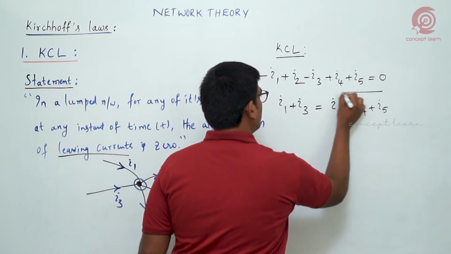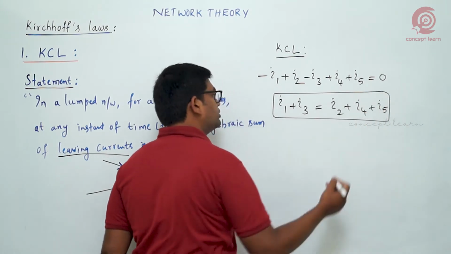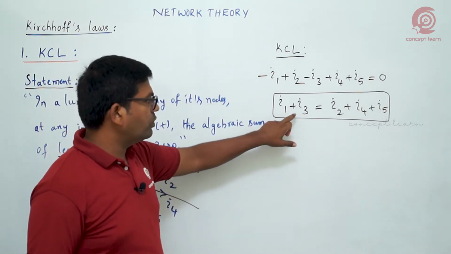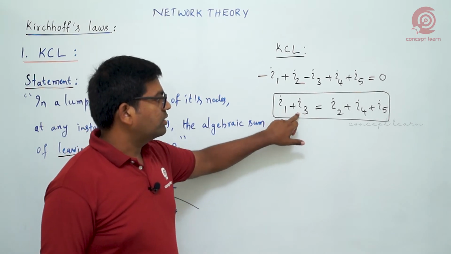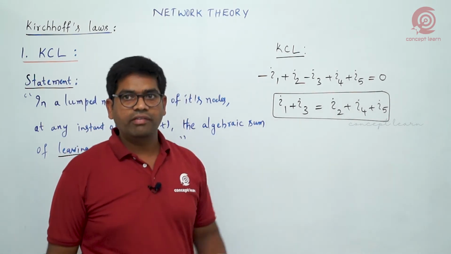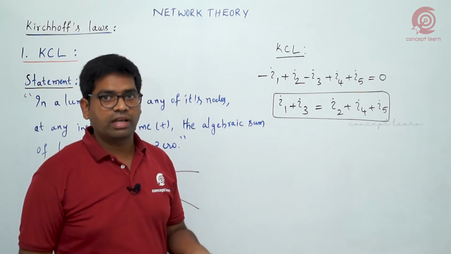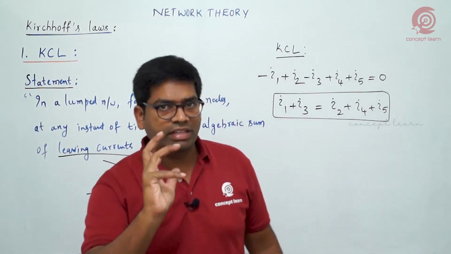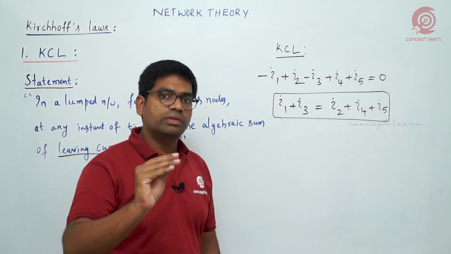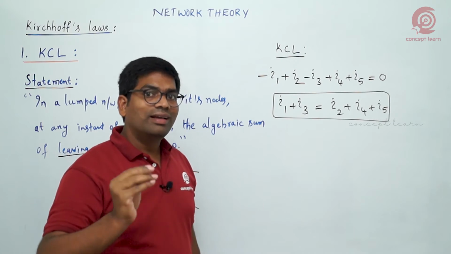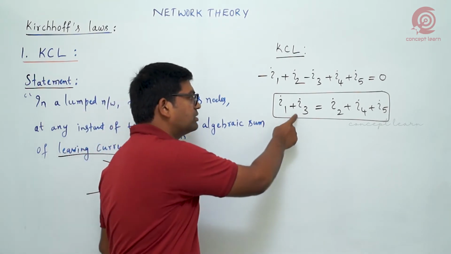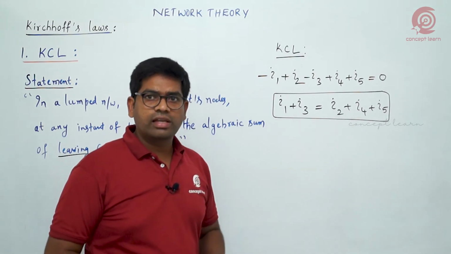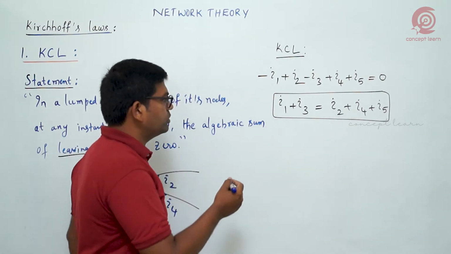Look at this, what can we observe from this? At a node, these are the incoming currents, and these are the leaving currents. So not only is the algebraic sum of currents 0, you can even say that at a particular node, at any instant, the sum of incoming currents must be equal to the sum of outgoing currents. That statement you can also write.